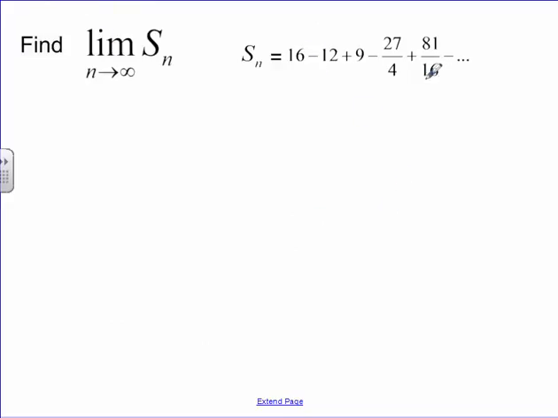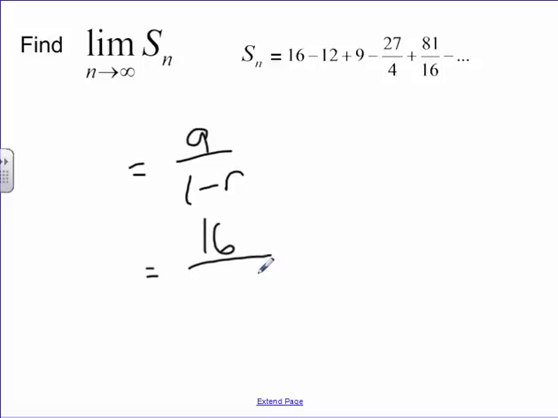So let's do an example here. Let's find the limit of this right here. Well, all we have to use now is our formula. The limit of this is 1 over, no, it's not 1 over. It's a over 1 minus r. That's what it's equivalent to. That's our new rule. We can just go right to there. So a is your first term. That's 16.